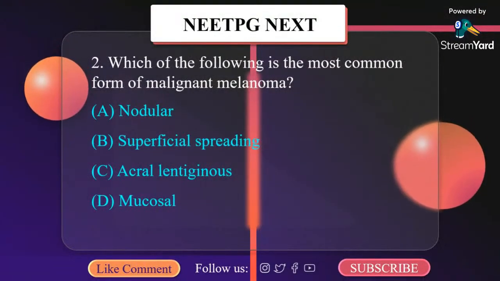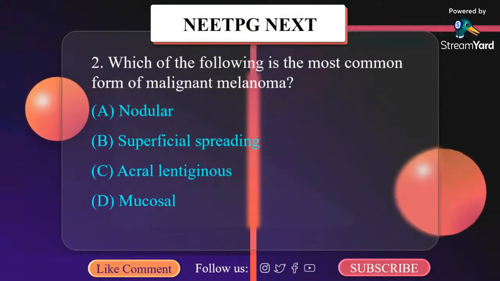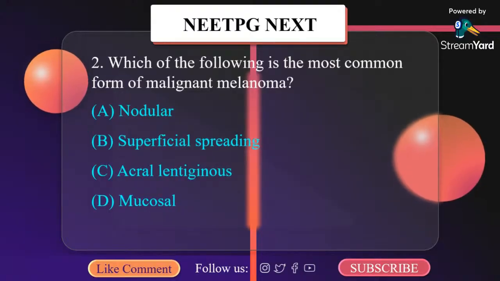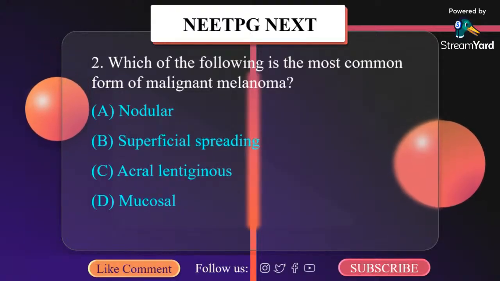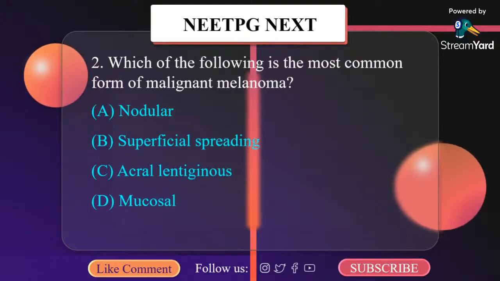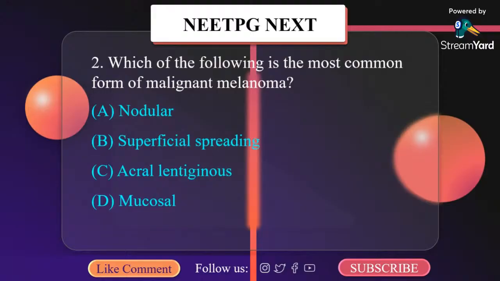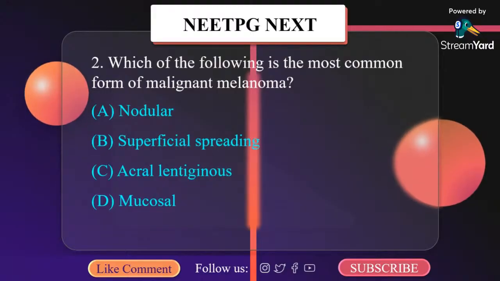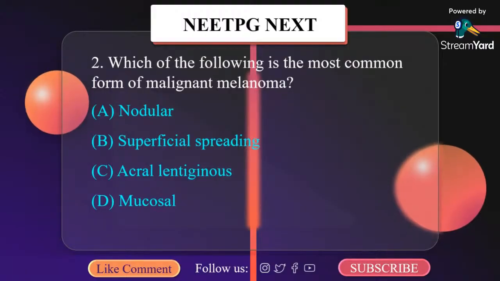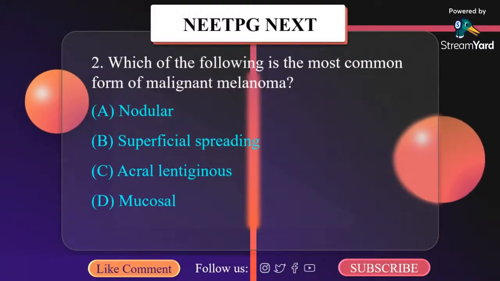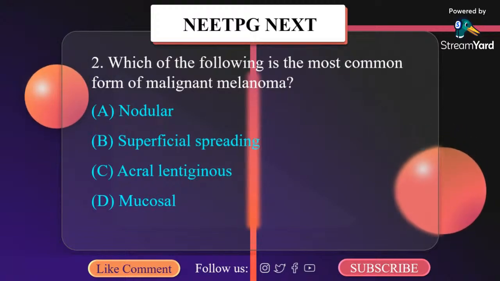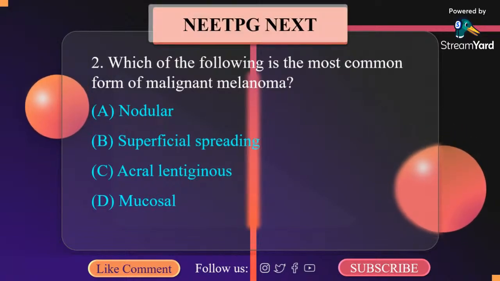Which of the following is the most common form of malignant melanoma? A. Nodular. B. Superficial spreading. C. Acral lentiginous. D. Mucosal. The commonest type of melanoma is superficial spreading melanoma. The melanoma progresses through three phases: in situ, then radial growth, then vertical growth. So the correct answer here is B, superficial spreading melanoma.